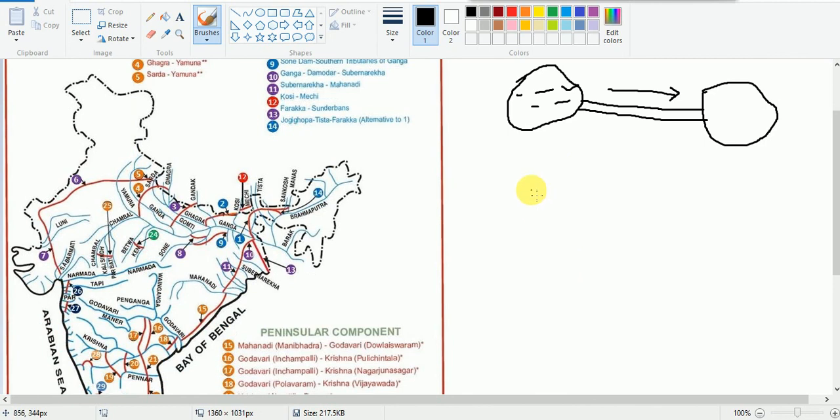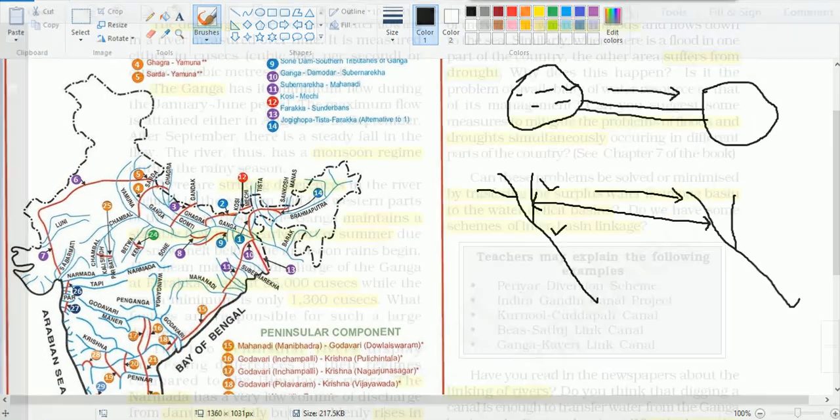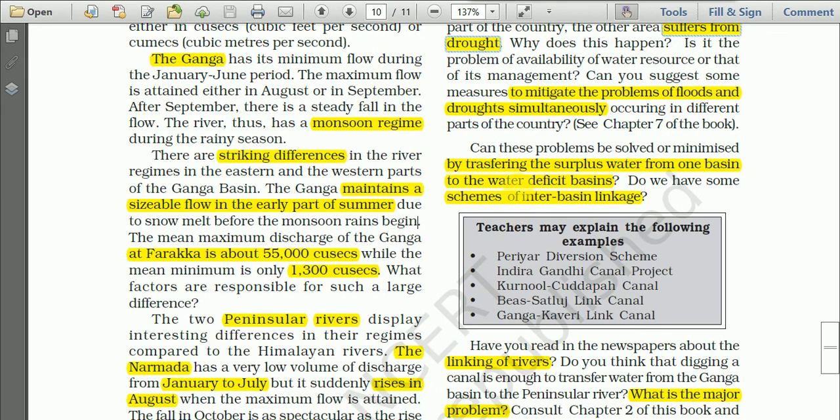Another one is inter-basin linkage. Say for example, this is a river flowing in these wet areas. This is a perennial river, let us say, and this is a seasonal river. If we link these two rivers by a canal, this is what we call inter-basin linkage. So the water of this river may be diverted to this dry river. This also can be done. Here the solution is transferring the surplus water from one basin to the water deficit basin, and this is what we call schemes of inter-basin linkage.